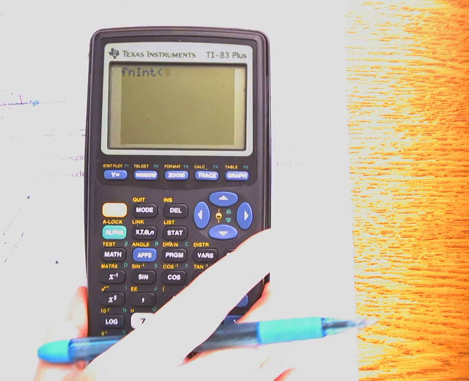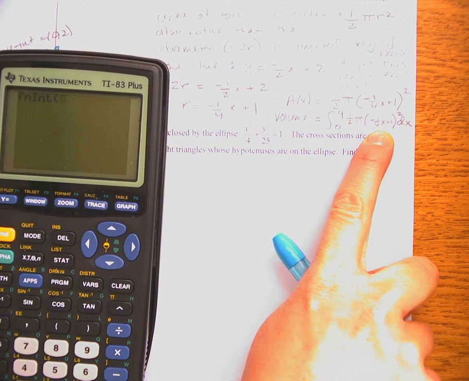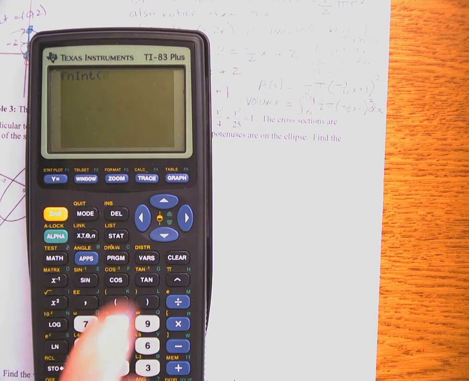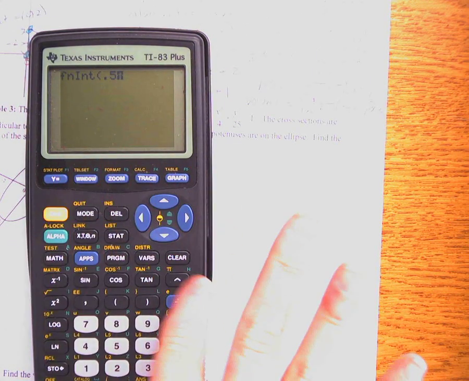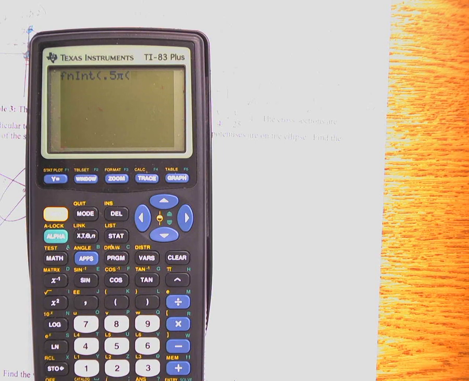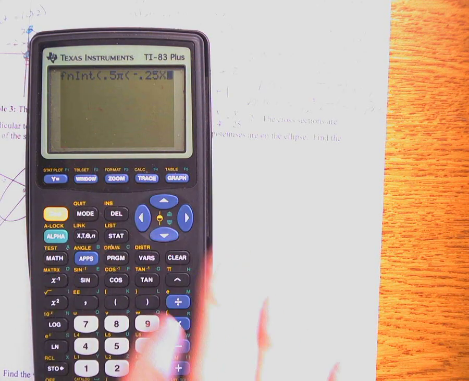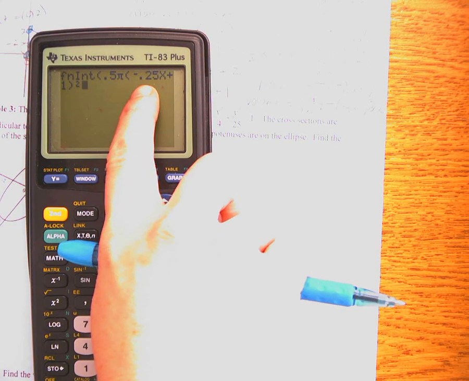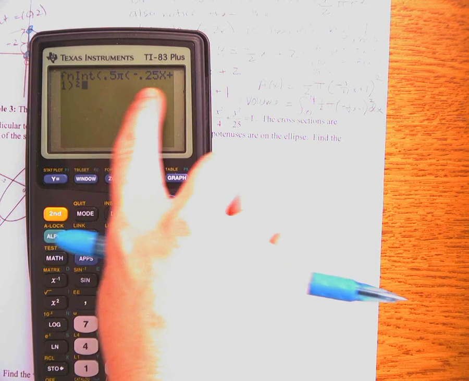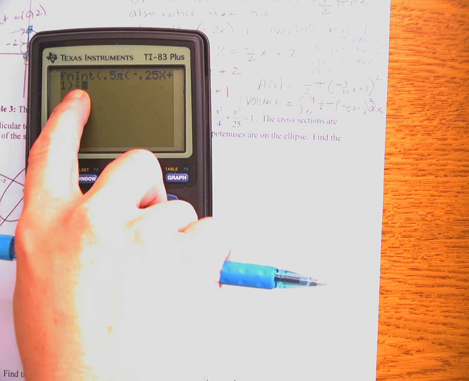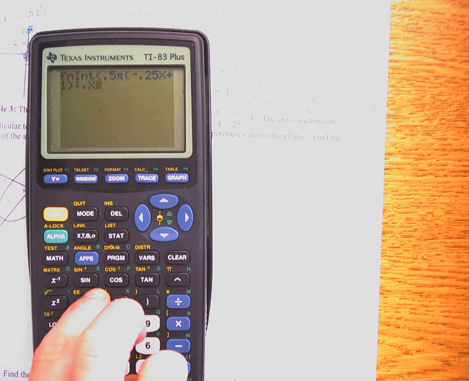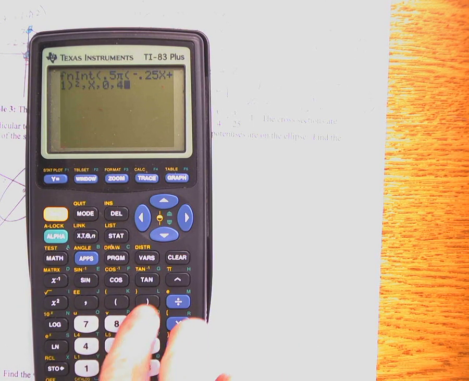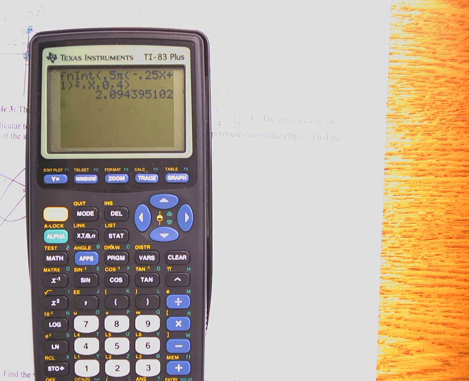And then I'll type in my equation for the area of the cross section, which was right here. It was the 1/2 pi, I'll just call it 0.5 pi, times, parentheses, negative 1/4, I'll just call it negative 0.25 x plus 1 quantity squared, because that was the radius squared. So it was 1/2 pi r squared, which was negative 1/4 x plus 1, squared. And we're integrating with respect to x, and we're going from 0 to 4. So we end up with approximately 2.094.